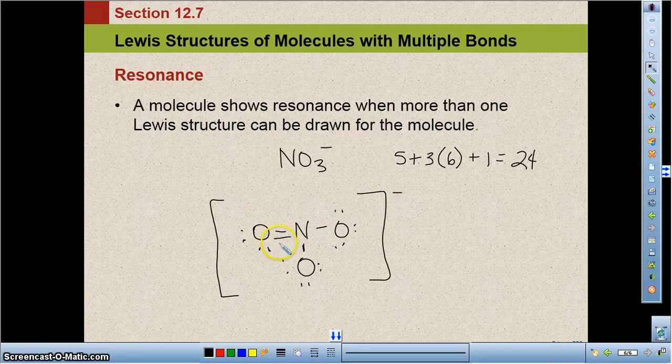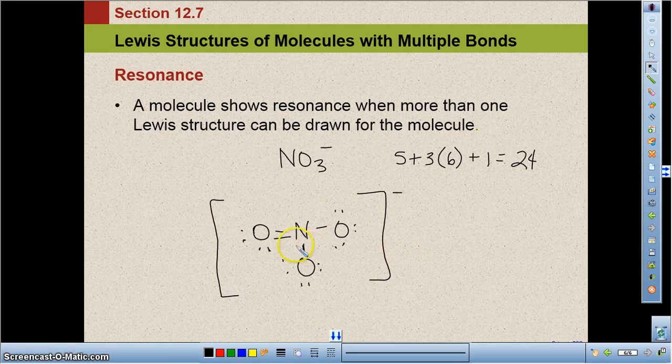double bond, we have taken care of making sure that the octet rule is still filled. 2, 4, 6, 8 on this oxygen, 2, 4, 6, 8 on the nitrogen, and we didn't touch these other 2. Now we know the octet rule is okay, but let's check and see if we've managed to go down to 24 electrons. So we have 2, 4, 6, 8, 10, 12, 14, 16, 18, 20, 22, 24. So this is how we would write the correct Lewis dot structure for the nitrate ion.